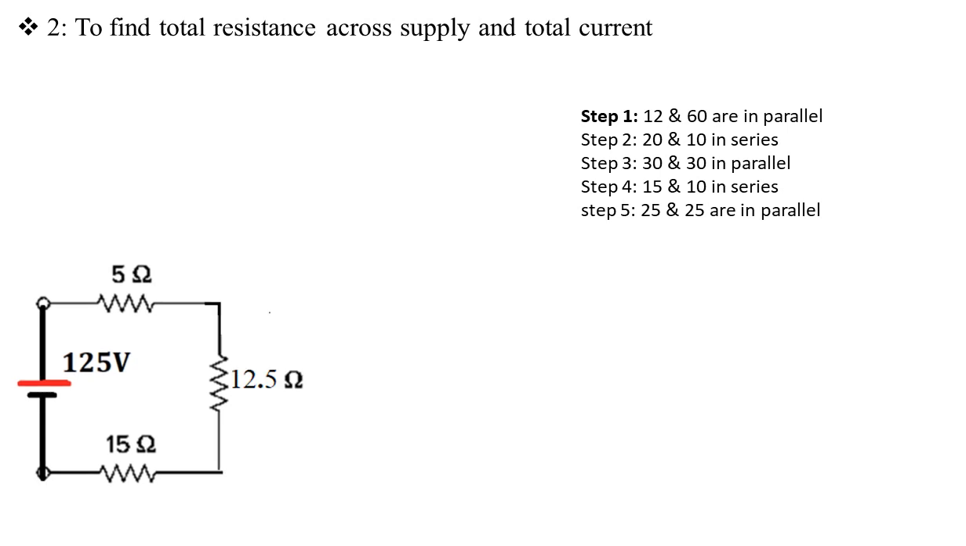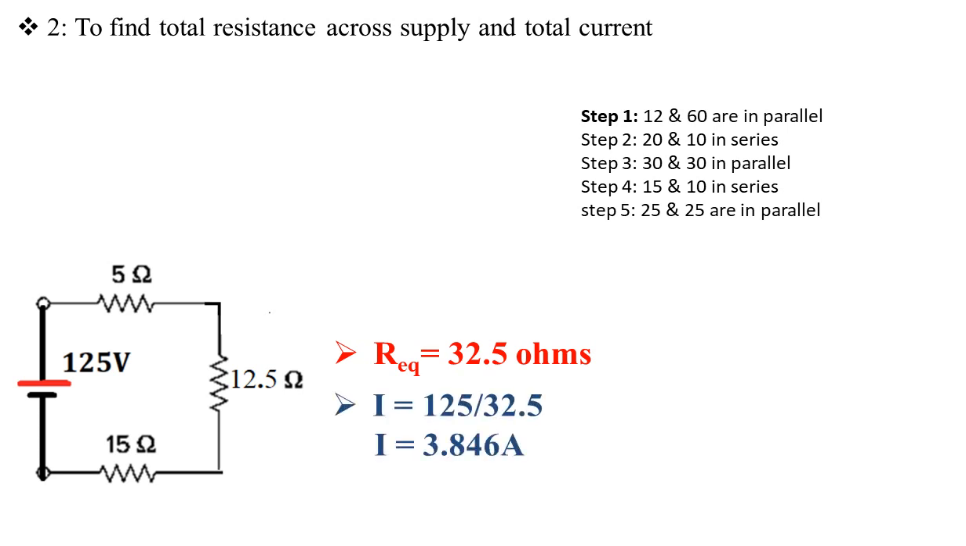And now we have a single loop, and in the loop all three passive elements are in series. It is 32.5 ohms, and this is R equivalent appearing across your supply. What about total current? I is equal to V by R. We get current as 3.864 amperes.